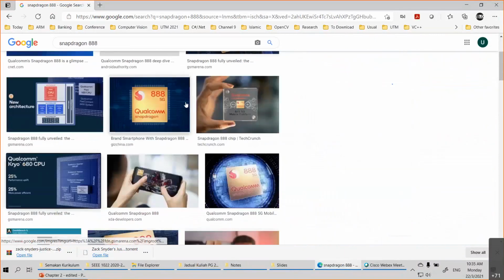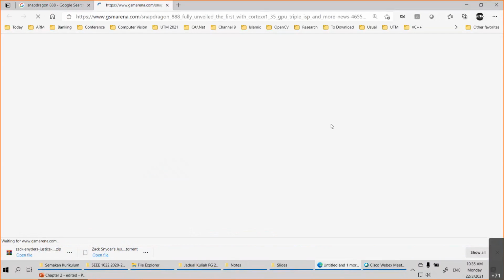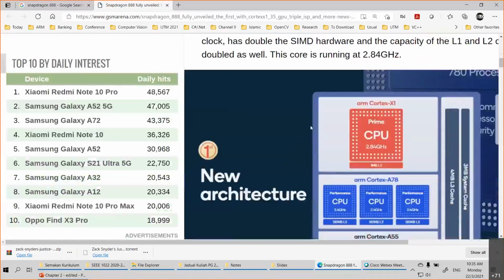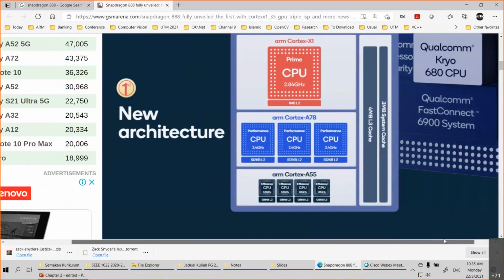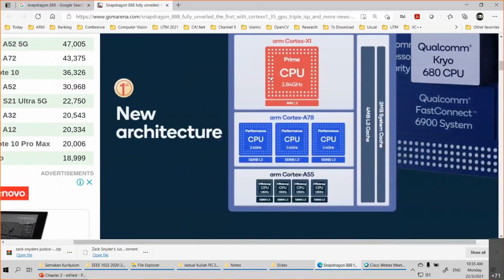If you look at this diagram here, hopefully I can get a bigger picture. Yeah, that's the big picture there. A rough picture, they show it like this. You have one big Cortex X1 high performance CPU, followed by three middle range A78 CPUs, then followed by four smaller efficiency CPUs. We call it an efficiency CPU, a low power CPU targeted for when you don't use your phone very heavily, so it will switch to these low power chips.